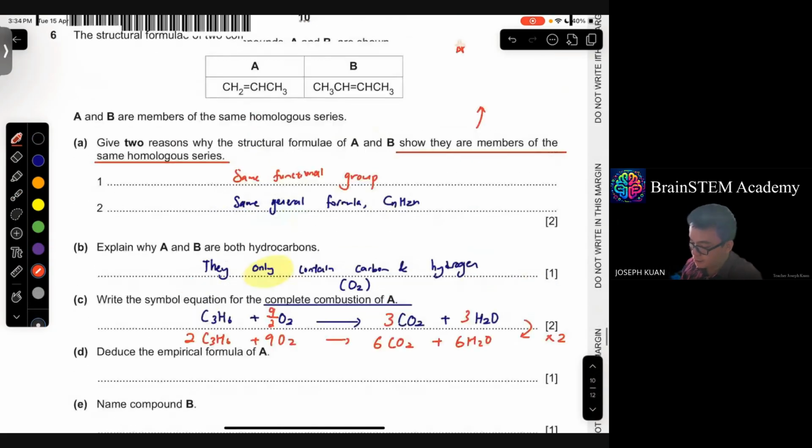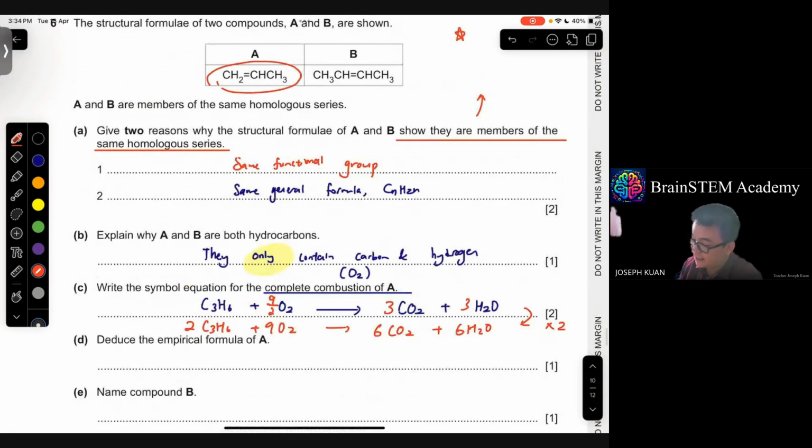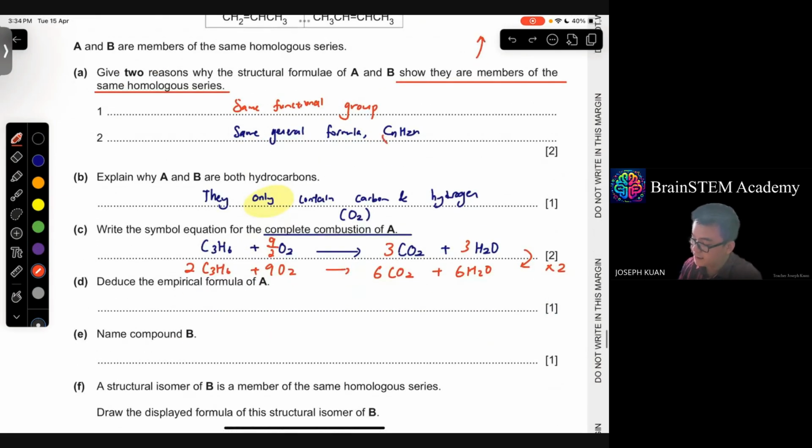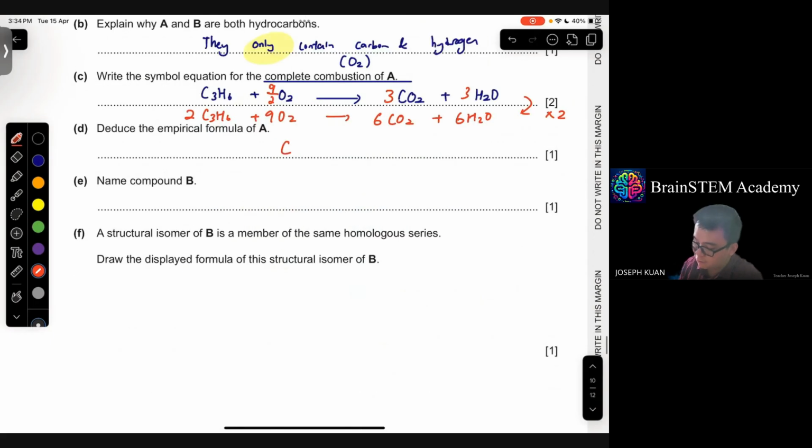Next, deduce the empirical formula of A. Given that it's an alkene, which follows the formula CnH2n, it is simply a ratio of C to H of 1:2.